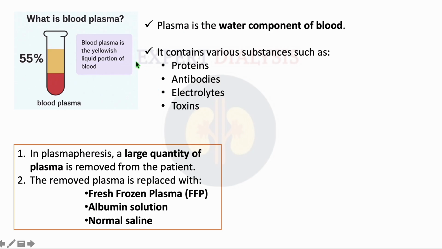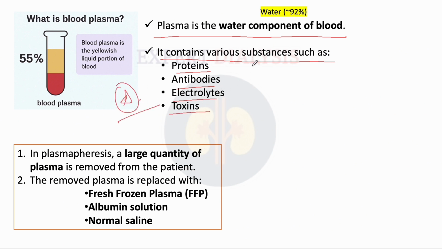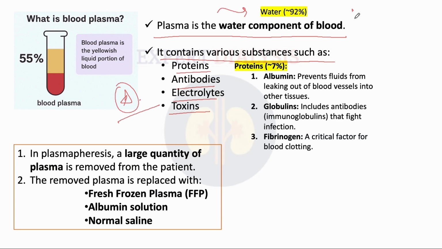Now moving ahead, we have to know the fact that plasma is the water component of the blood. It contains various substances such as protein, antibody, electrolytes and toxins. So these are the constituents of the plasma. Now the water component is around 92%. We are talking about the plasma, and in plasma itself there is 92% what? Water. Then there is 7% protein. Now what is this protein part? It contains albumin, globulins and fibrinogen.